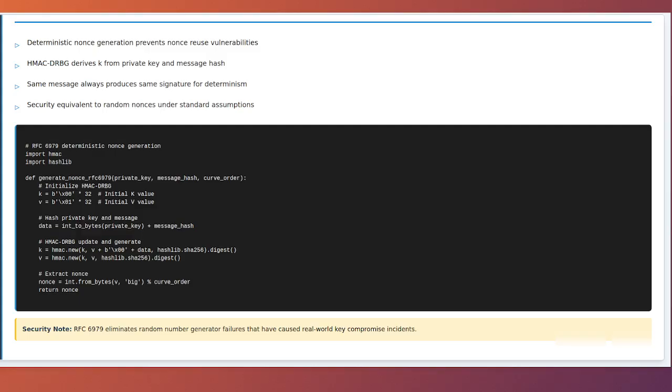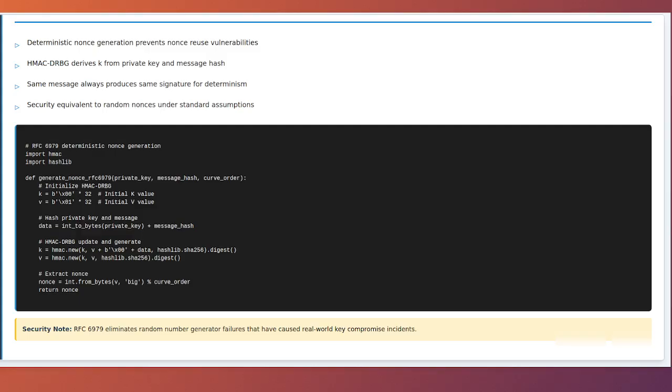We first initialize an HMAC-DRBG, hash-based message authentication code deterministic random bit generator, with the private key and message hash. We then extract bits from this DRBG to form our nonce key. If the generated key is 0 or greater than or equal to n, we extract more bits and try again. This process is guaranteed to terminate quickly because the probability of hitting an invalid key is negligible.